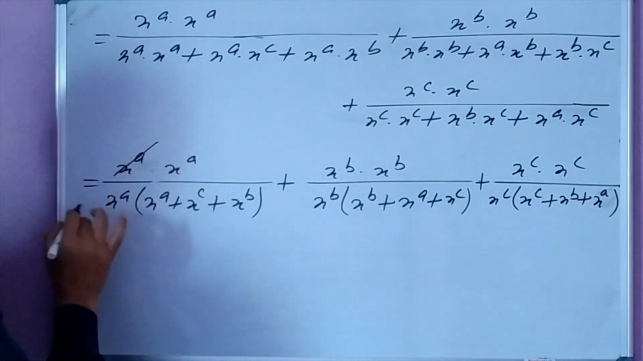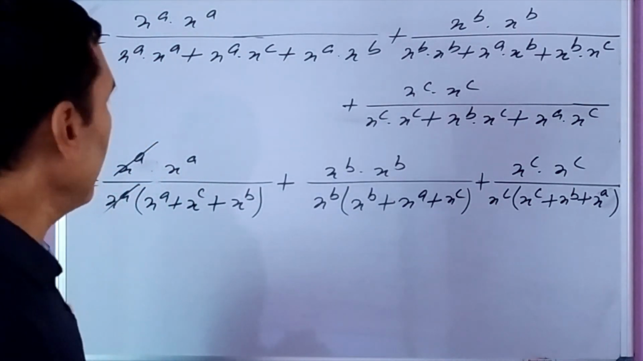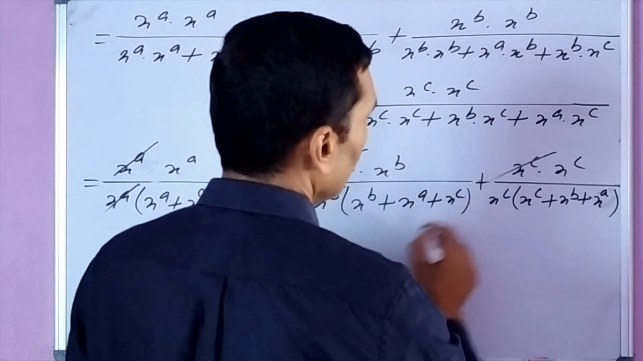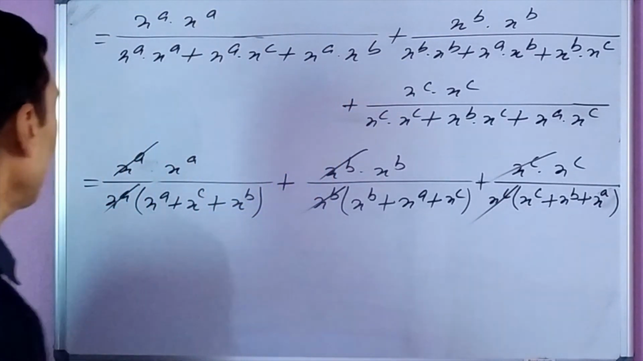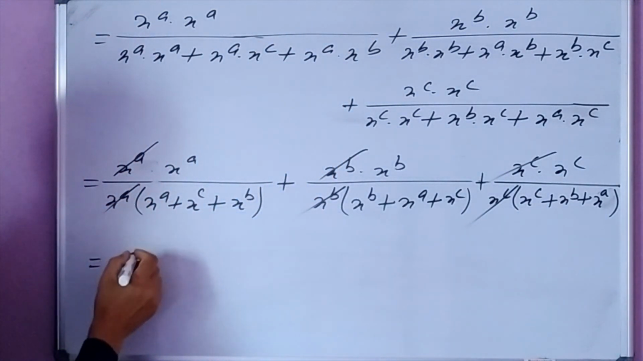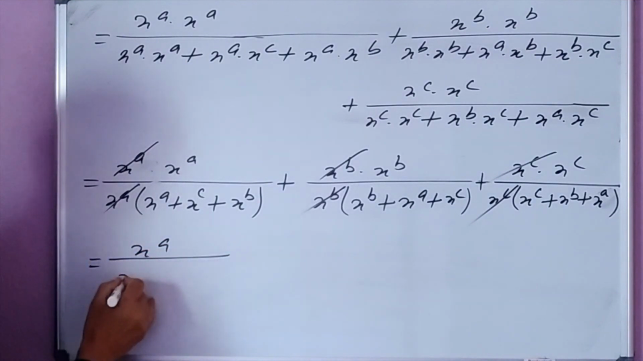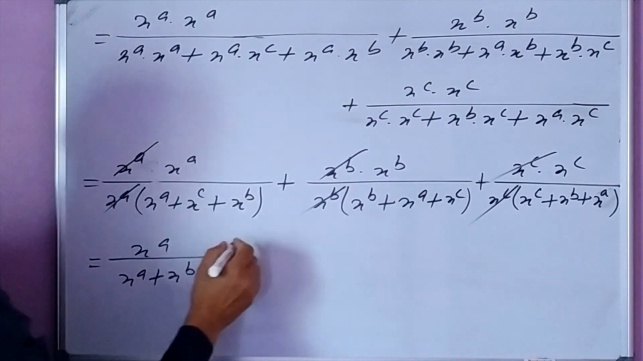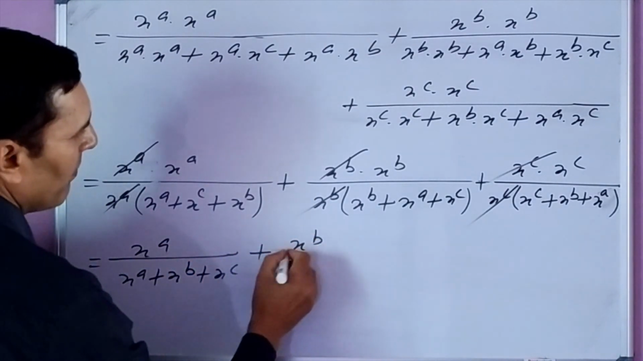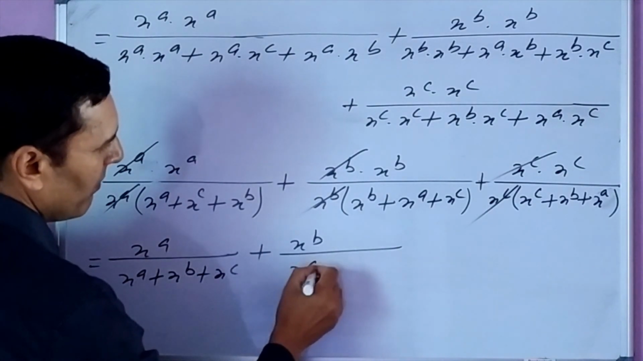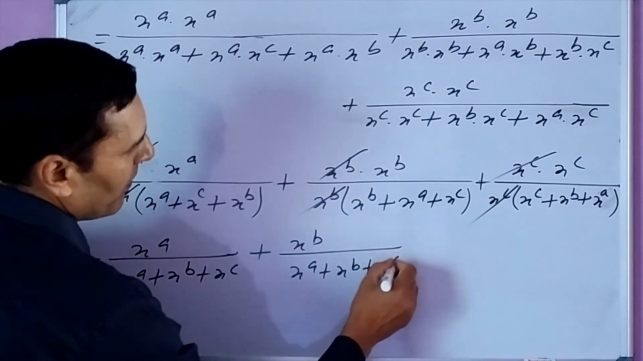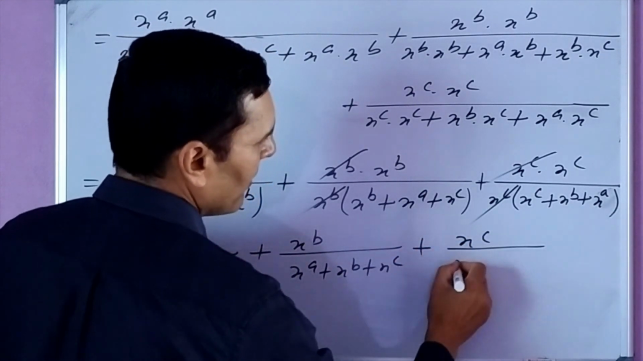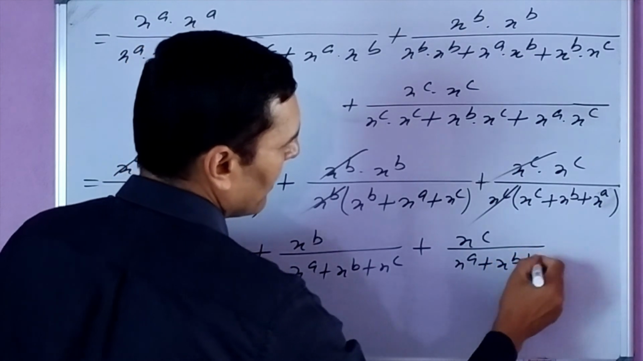Look here now, this x to the power a and x to the power a are cancelling in numerator and denominator after taking common. Here also x to the power b and this x to the power b. Here also this x to the power c and this x to the power c. So what is remaining here? x to the power a upon x to the power a plus x to the power b plus x to the power c, you can write in order. And x to the power b upon, here also we have x to the power a plus x to the power b plus x to the power c, and here in the third denominator also we have x to the power a plus x to the power b plus x to the power c.